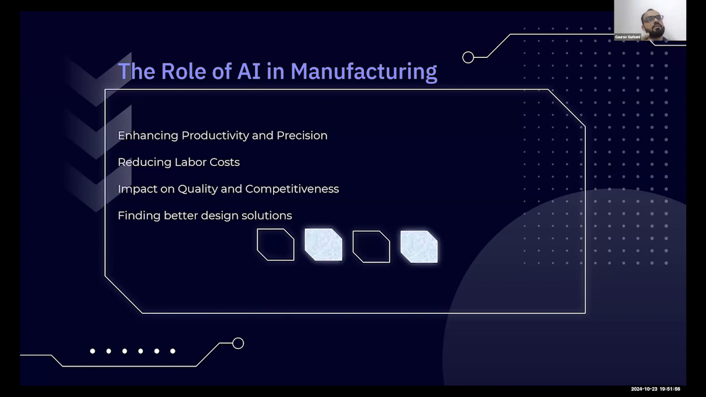This in turn will make the end user happy. This is one of the advantages of implementing AI. Then, reducing labor cost. As I told you, once the quality checks have been built up and the algorithms have been written for all these quality checks, once that is done, there is no need to change anything. So in that case, labor is not required to check each and every part again and again.